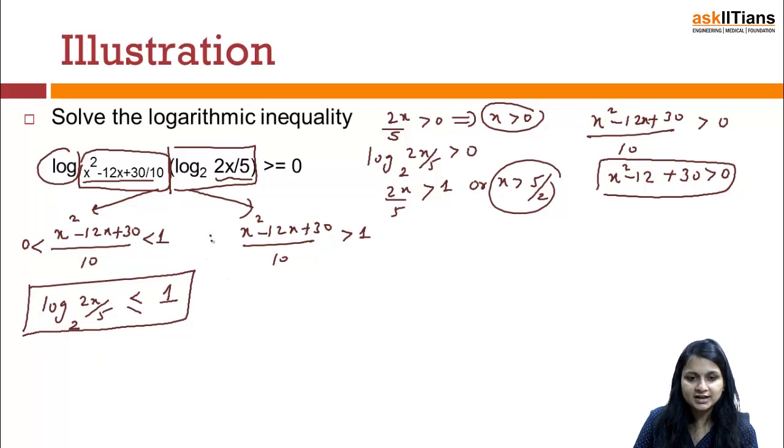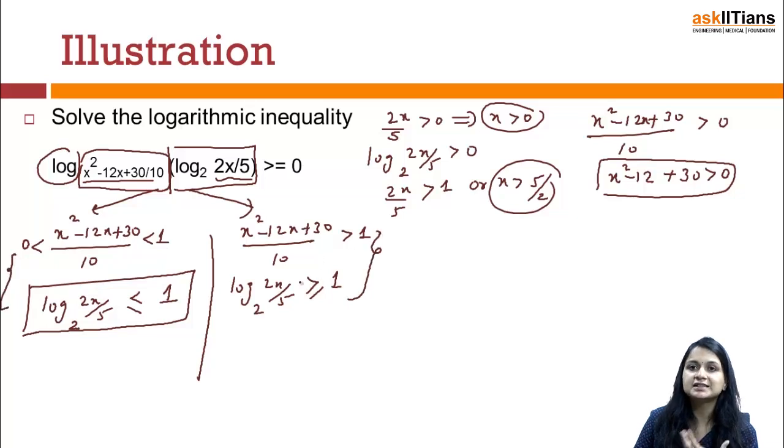I'll talk about the next case. When this quantity is greater than 1, the sign of inequality will not change. So log of 2x upon 5 to the base 2 will be simply greater than equal to 1. Basically, what I have to do is, under this scheme, when this is true, I have to take the intersection of these two with the basic conditions, and then finally their union. The union of these two will be my final answer. Okay, so let's see what we will get when we solve these two conditions.